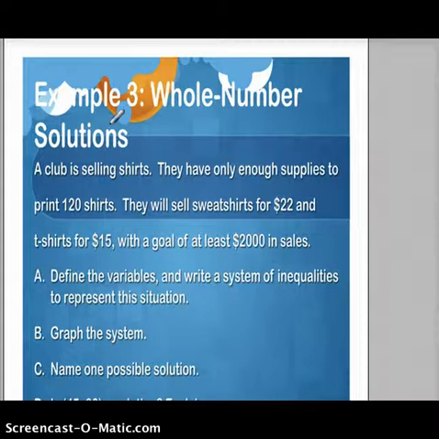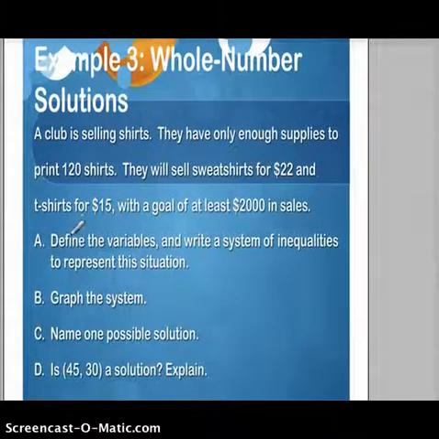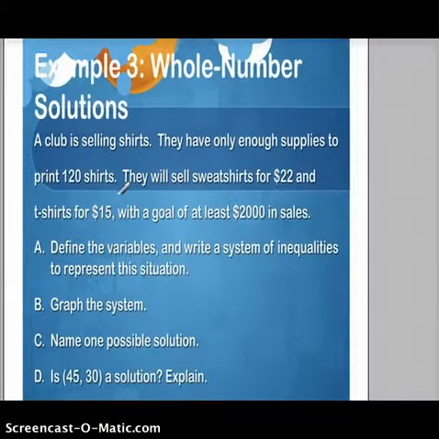Okay, so with this example, example 3, whole number solution. So we are kind of dealing with a real life situation or real life problem in reference to solving inequalities or systems of inequalities. So we have a club that is selling shirts. They have only enough supplies to print 120 shirts. They will sell sweatshirts for $22 and t-shirts for $15 with a goal of at least $2,000 in sales.